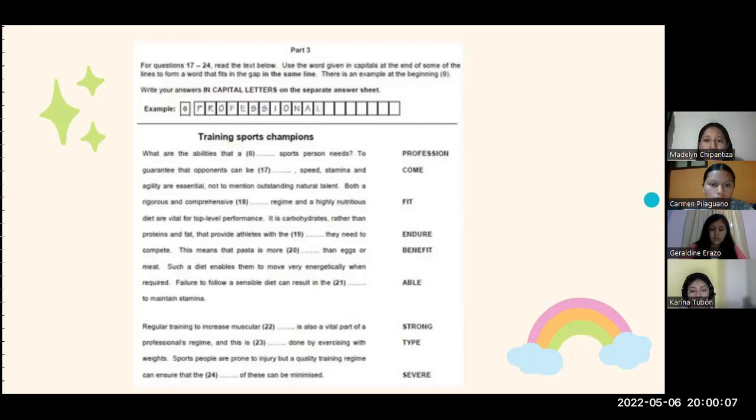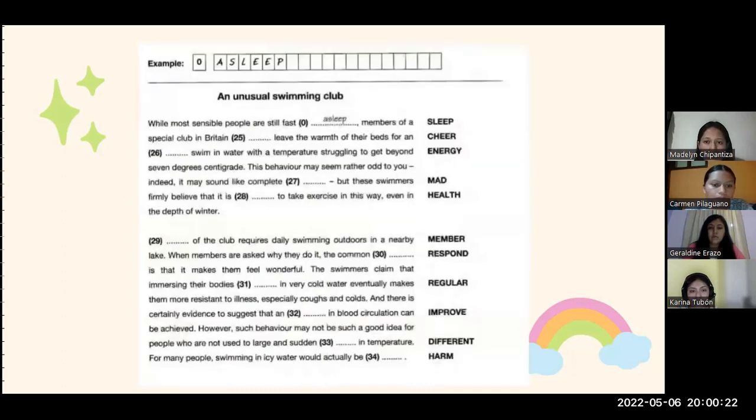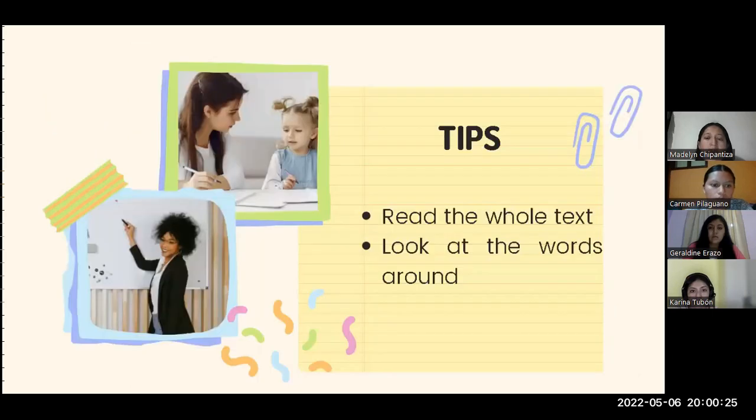Here we have some examples. As you can see, there are 8 gaps, and at the end of the line, you have a word in capital letters that you have to change according to the sentence. This is another example. Some tips in this part are: read the whole text, look at the words around, and think about what part of speech is necessary for that space. For example, if you have an article, then you need a noun. And finally, to get a good result, it is mandatory to practice a lot.